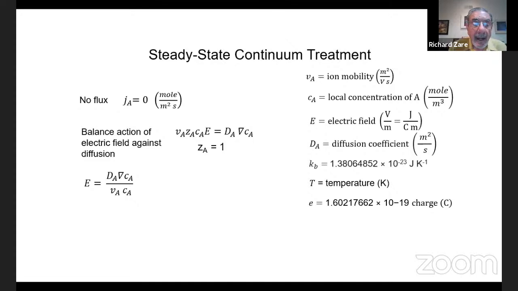And now I need to know how to express the diffusion coefficient. And if I do something called Stokes-Einstein, that'll be the ion mobility times the Boltzmann constant and temperature over the charge. I substitute for dA in this expression, and I now have the electric field in terms of, notice, the gradient of the concentration over the concentration and some other constants.